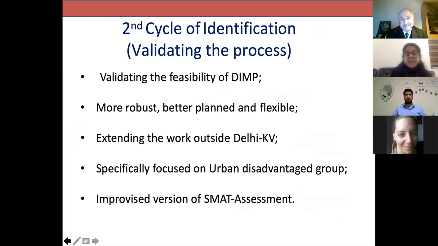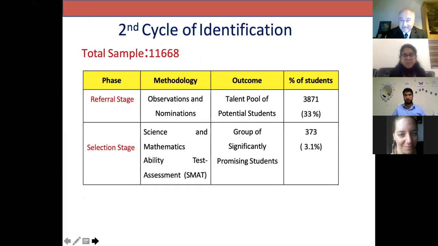In the second cycle, we validated the process. Initially, it was within Delhi with a limited 20,000 or so. In the second cycle, we validated the process, so we eliminated many steps to make the entire process more robust, and the entire timeline: how to approach the school, taking permission, training teachers, doing workshops and everything. So the entire process was made more robust, more flexible, and well planned.